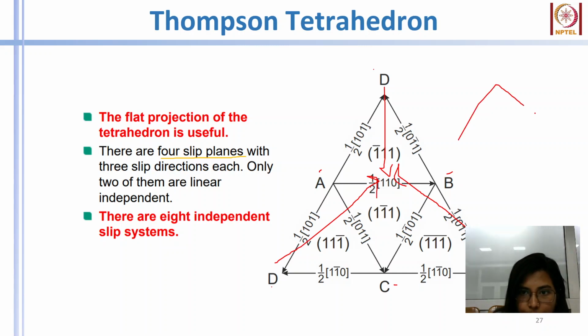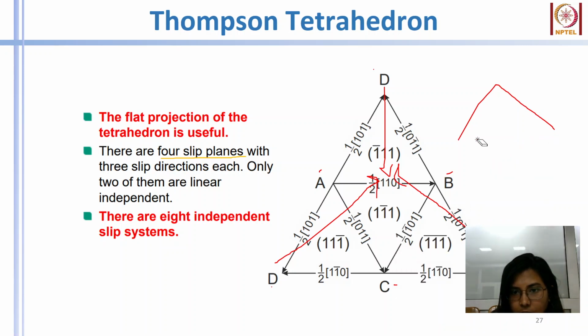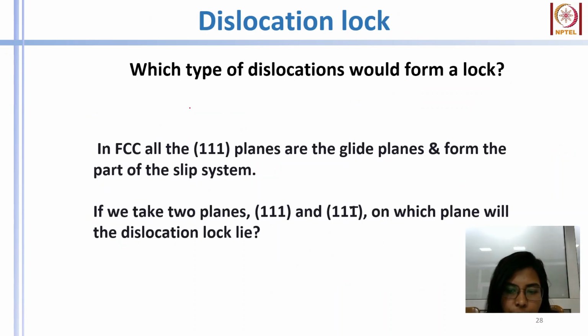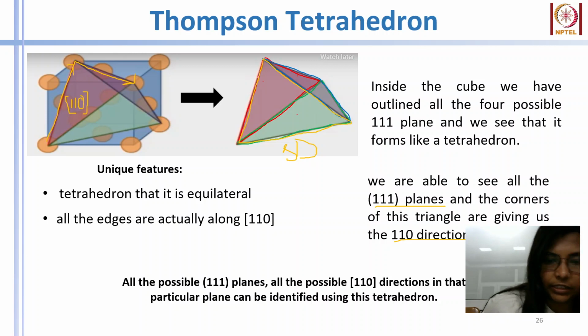So this is my A, this is my B, this is my C, then this point below is my D. I have just flattened it out. So this is very useful. Using Thomson's tetrahedra, why is this useful? Because it is directly possible to visualize all the 111 planes and the 110 directions in that particular plane.